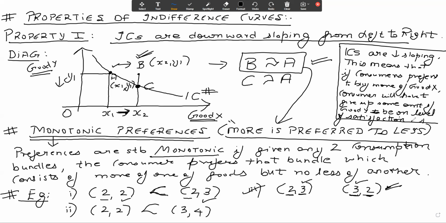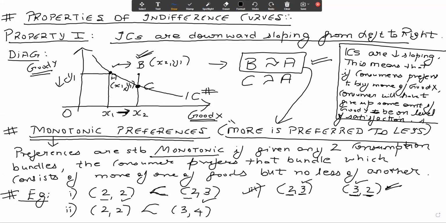That is why our indifference curves have to be downward sloping. Because if you prefer to buy more of good X, and if you do not reduce your good Y, you will get more satisfaction. But you don't want more satisfaction, you want the same satisfaction. That is something you get only when you prefer to buy more of one good and give up some consumption of the other good as well. So I hope students have understood this property.